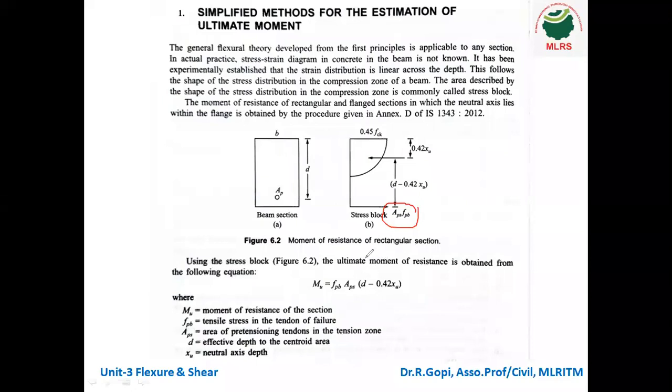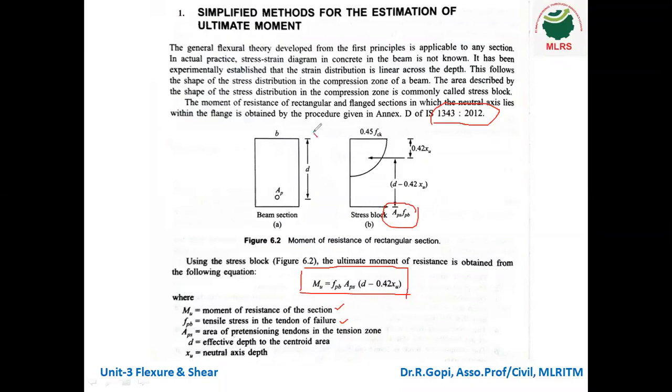Okay. So now using this formula, IS 1343 2012 recommends the following formula, that is MU is equal to FPB into APS into d minus 0.42 XU. So this is the formula recommended by the IS 1343 2012 code, where MU is the moment of resistance of the section and FPB is equal to the tensile stress in the tendon at failure. Okay, and APS is the area of pre-tensioning tendons in the tension zone, and d is the effective depth at the centroid area.